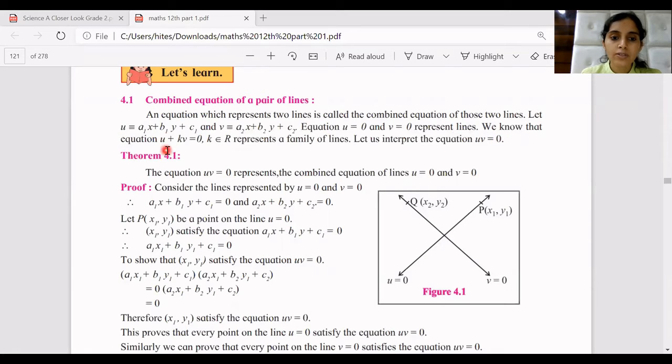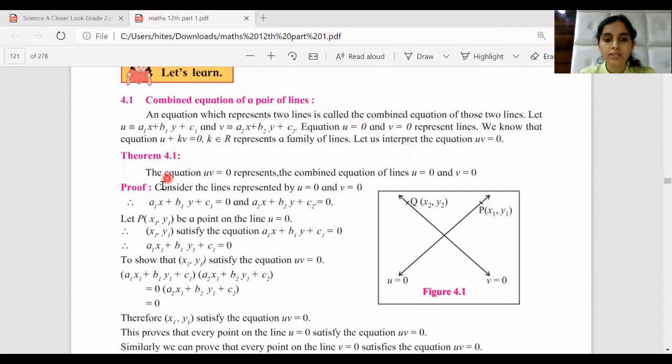We know that the equation u plus kv is equal to 0, which is the addition of the two equations, represents a family of lines. We have done this previously. The general equation of lines together is called u plus kv equal to 0, and it represents a family of lines. Let us interpret the equation uv equal to 0. Now what is uv equal to 0?